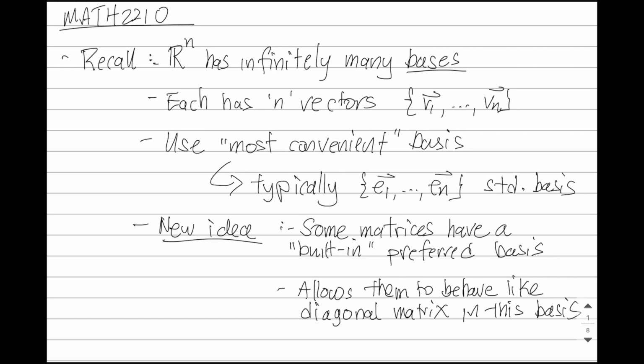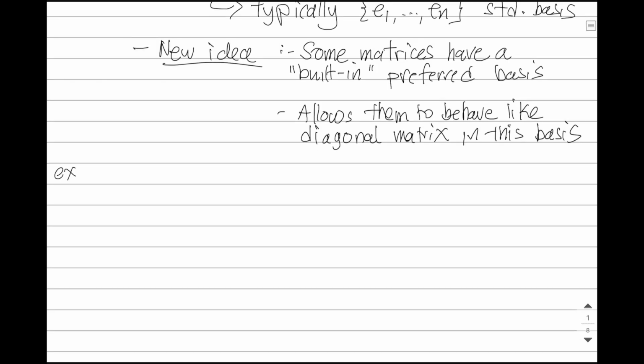This one is dependent on the matrix you have in your problem. Some matrices have a built-in preferred basis. In this basis, a matrix acts very similar to a diagonal matrix. Now, to try to make all of this very precise, I want to go through an example with you here.